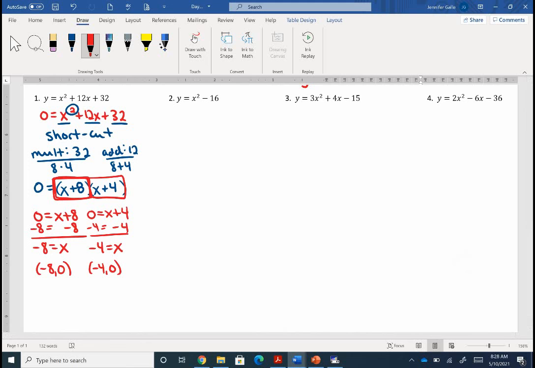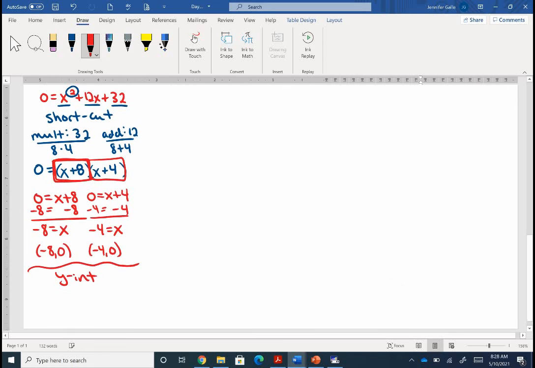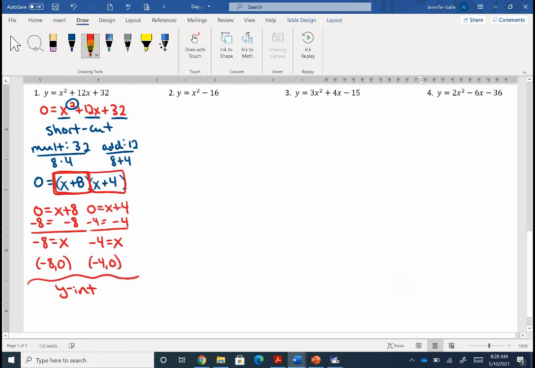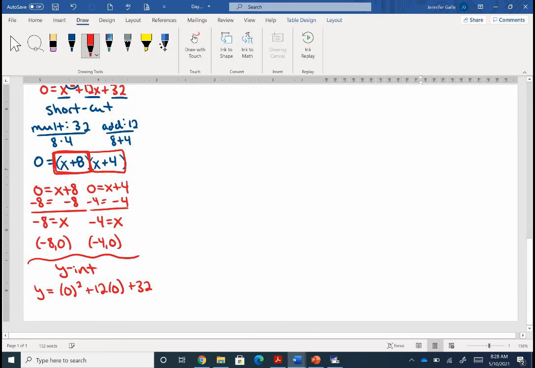Find x-intercepts, we put 0 in for y, and we have to solve for x. Now to find the y-intercept, guys, this takes way less work. So for the y-intercept, we put 0 in for x. We put 0 in for any x that we see. I'm just going to label this y-intercept. So y equals 0 squared plus 12 times 0 plus 32.